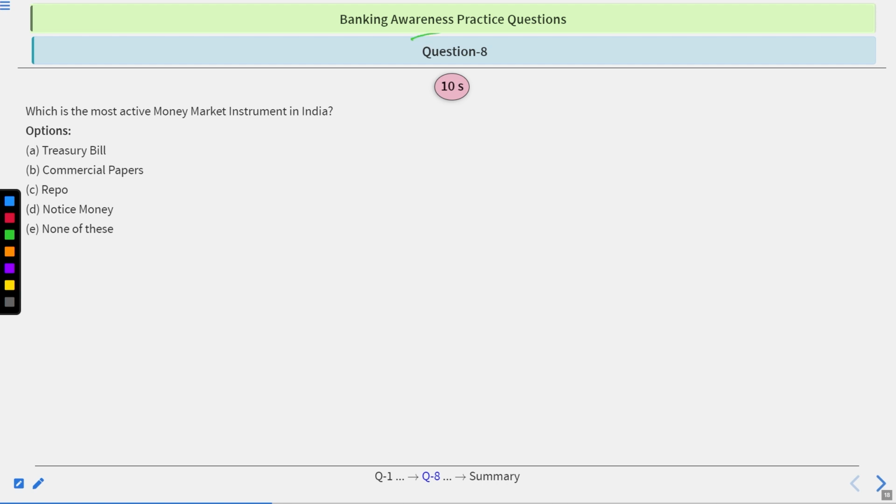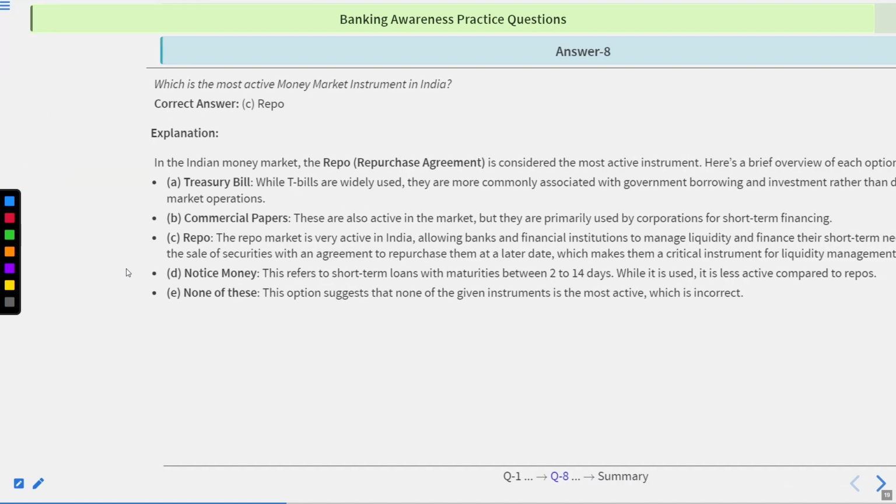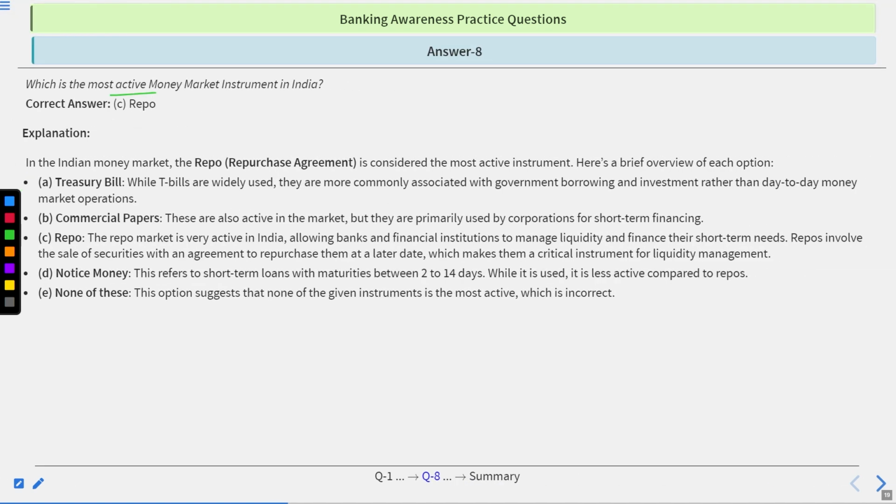Now the question number 8. Which is the most active money market instrument in India? Treasury bills, commercial papers, repo, notice money, none of these. To answer this, you have 10 seconds. Time starts now. Time's up. Correct answer is repo.